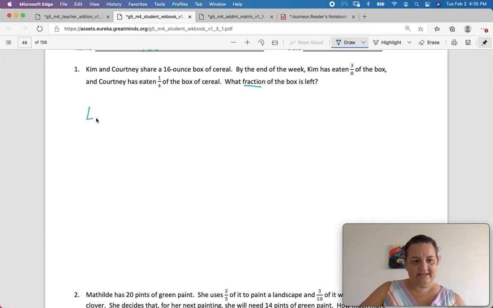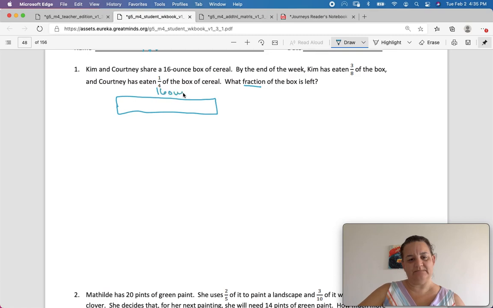So here's our 16. Oh, I'm sorry, that did not go straight, did it? Let's try again. Our 16-ounce box of cereal. Okay, there's my tape diagram. 16 ounces. Now it's not asking for ounces, but I'm going to label it anyway. It's asking for fractions. Okay, so 1/4 was eaten by Courtney, and 3/8 was eaten by Kim. What fraction of the box is left? Okay, so we need to figure out what fraction of the box is left.